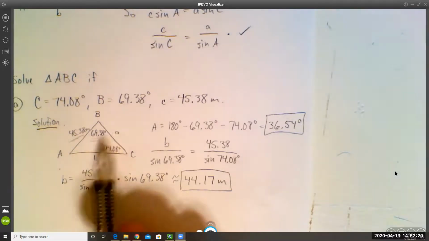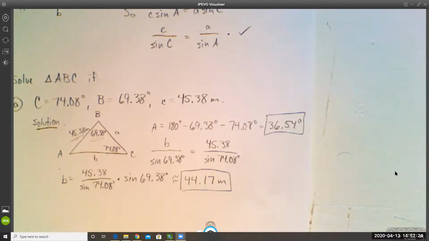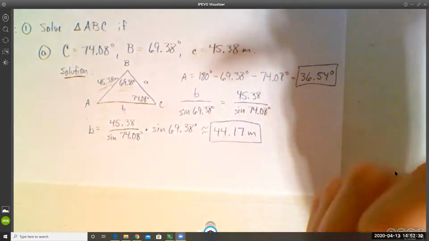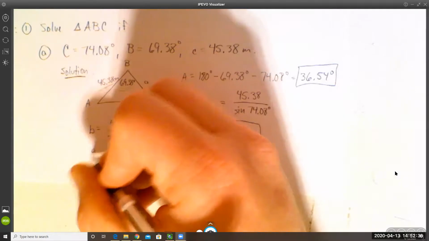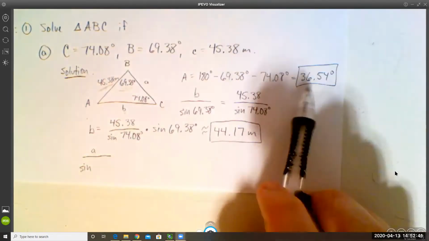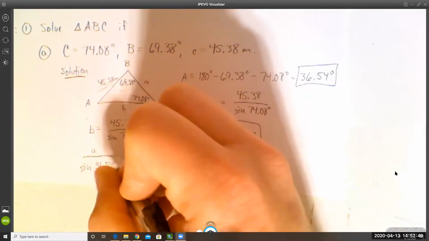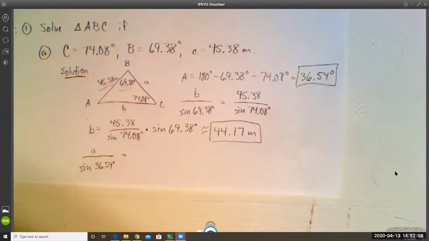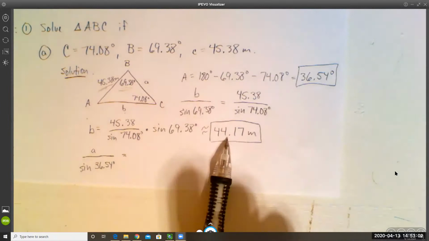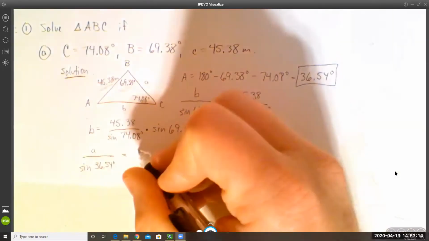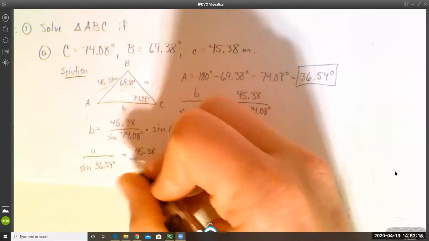The only thing I'm missing now is side A. And I can use the same trick, right? Law of sines to the rescue again. We can say A over sine A. A we solved for earlier, right? That was 36.54 degrees. Equals, and now I suppose you have a choice. You could use B over sine B or C over sine C. My inclination is to use C over sine C because this value here was rounded and I don't want to end up with rounding errors in my final answer. So I'm just going to use the information that was given instead. So I'm going to say A over sine A equals C over sine C.